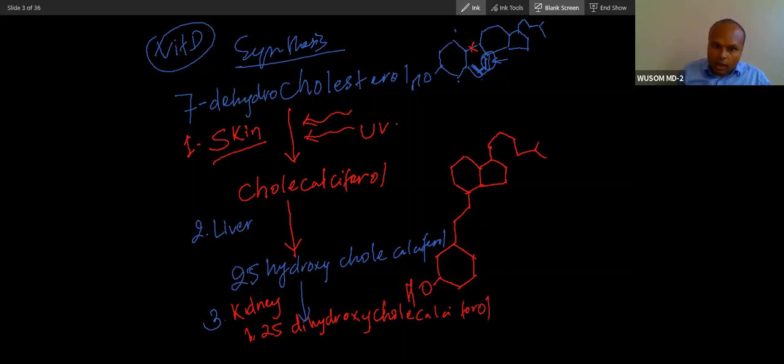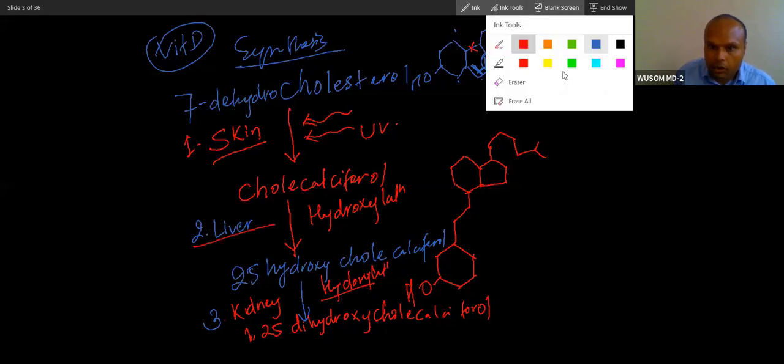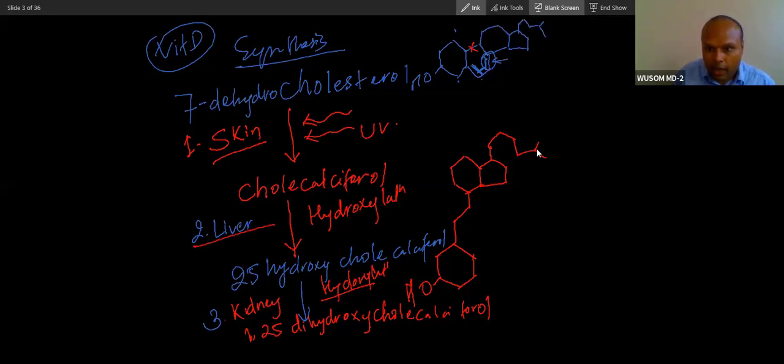So first is the bond breaking reaction, and second is hydroxylation. This is also hydroxylation. Now, where does the second hydroxylation happen? You can see the second hydroxylation happens at 25. This is the 25 position here. And then the third hydroxylation happens. This is the first position.